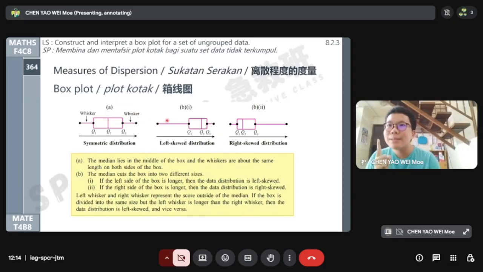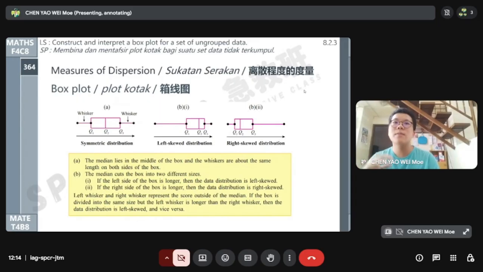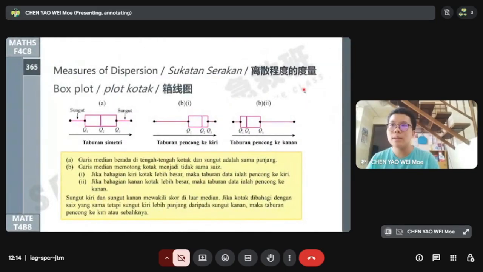For the whisker line, same thing. If the line here is larger, we call it left skew. If here, right skew. This is called a box plot. Box plot we can use for Form 5 later. For now, we just need to know about it only. In Bahasa Melayu, whisker is sungut.